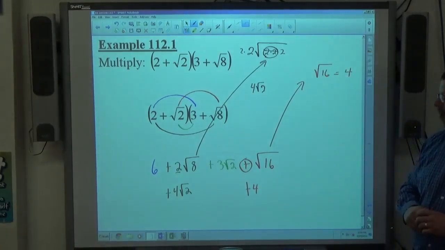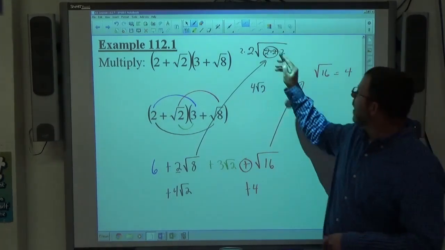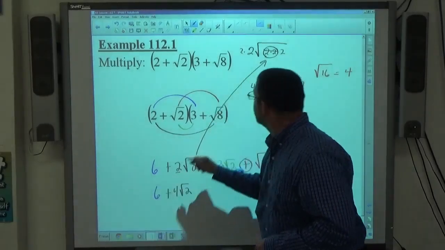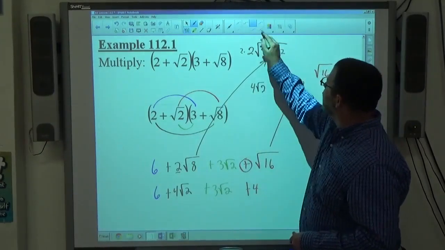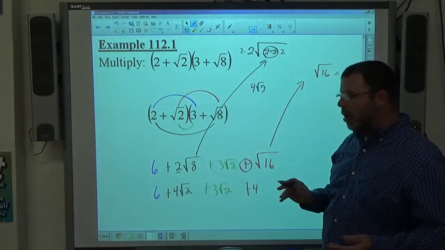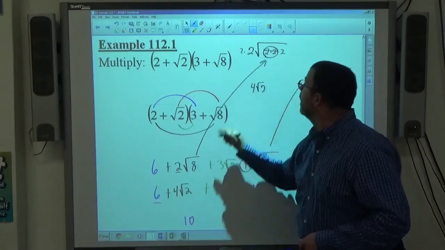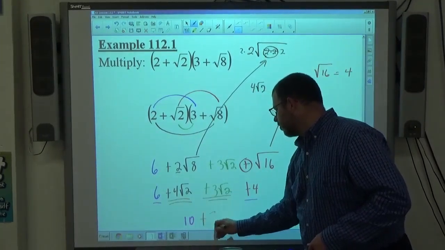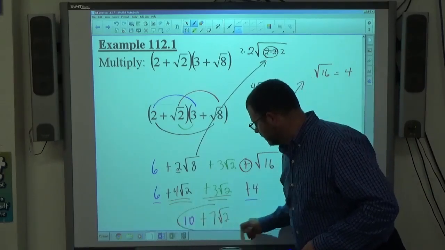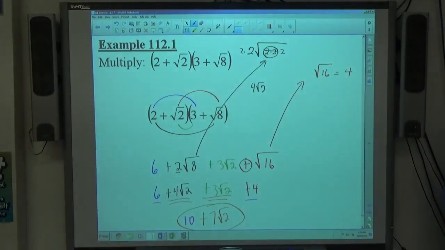Okay, the other two terms, the green and the blue, can't be made any simpler than they are, right? 6 is as simple as it can be. 3 square root of 2, I can't make square root of 2 any simpler than that. So 6 stays 6, and 3 square root of 2 stays 3 square root of 2. Our final step then is to combine like terms, if there are any. 6 plus 4 is 10. And 4 square root of 2 and 3 square root of 2 makes plus 7 times the square root of 2. And you get an answer looking sort of like that.